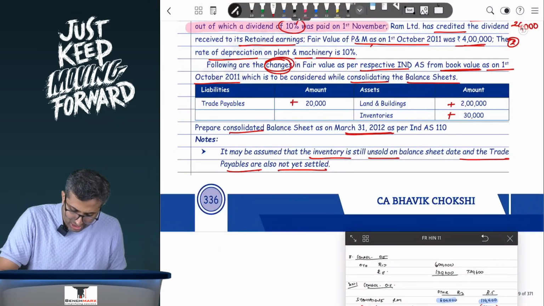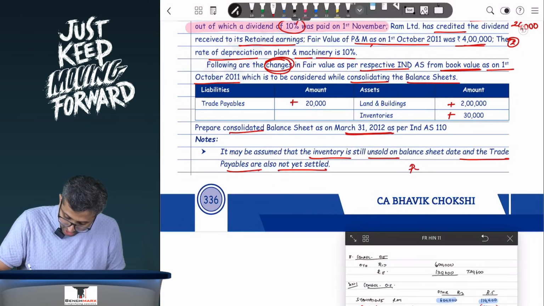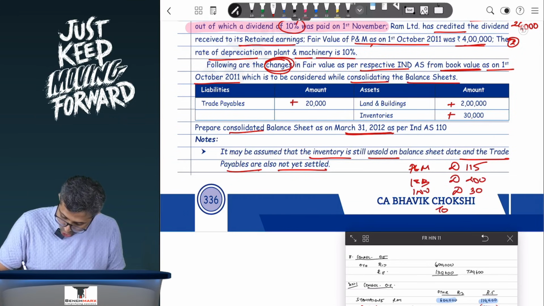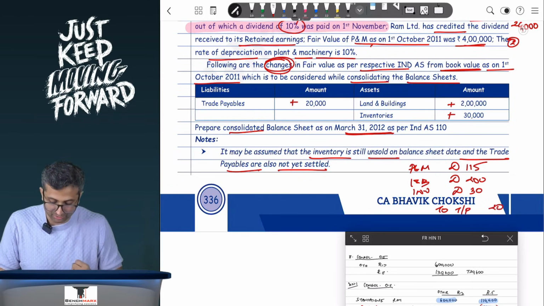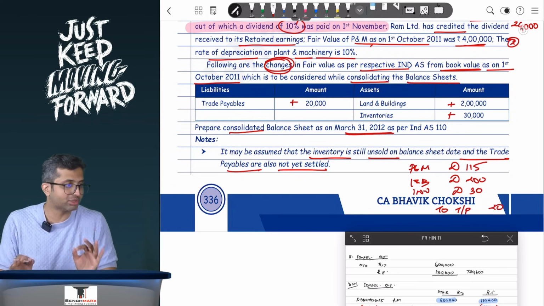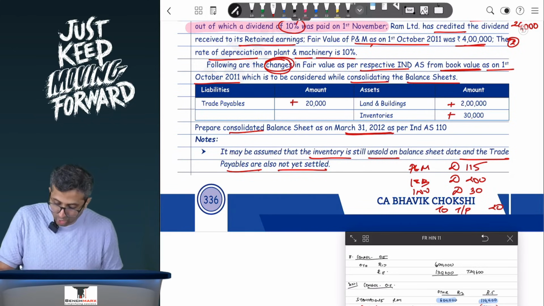So your adjusting entry will be plant and machinery account debit 1,15,000, land and building account debit 2 lakhs, inventory account debit 30,000, second effect, let us say, trade payables, because you are crediting it 20. So these are all the changes. But where is the second effect of all of these changes going? Well, these are changes arising on the acquisition date, and then the second effect will go to the pre-acquisition P&L.